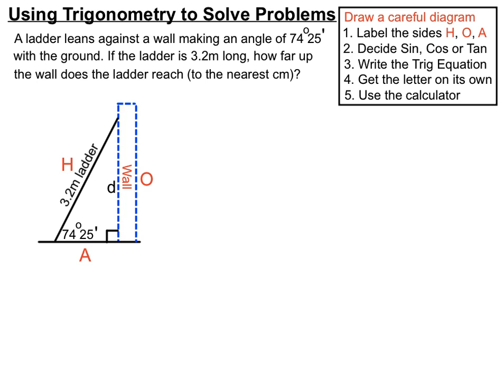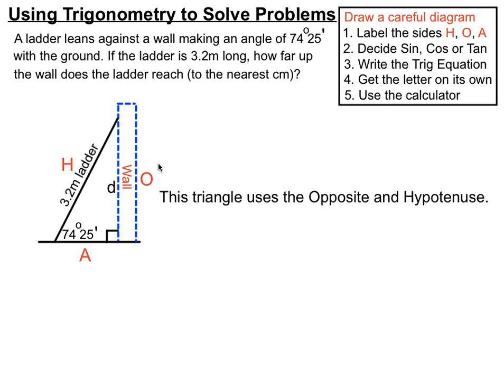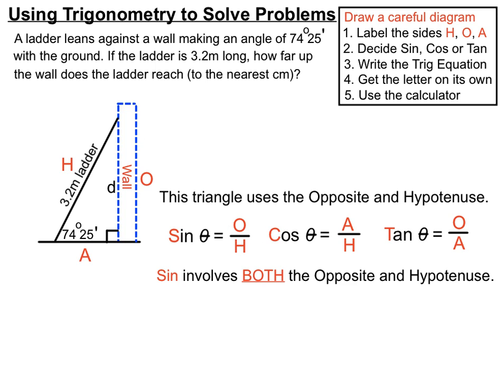We've got to decide whether this is a sine, cos or tan question here. So let's have a look. In this triangle, the D is on the opposite side, and the 3.2 that we are given is on the hypotenuse side. So they're the two sides that are involved in this question. Let's have a quick reminder of all our trigonometry ratios here. Which one of these three trigonometry ratios involves opposite and hypotenuse? Okay, sine is using both opposite and hypotenuse, so we'll choose sine as the basis of our question.